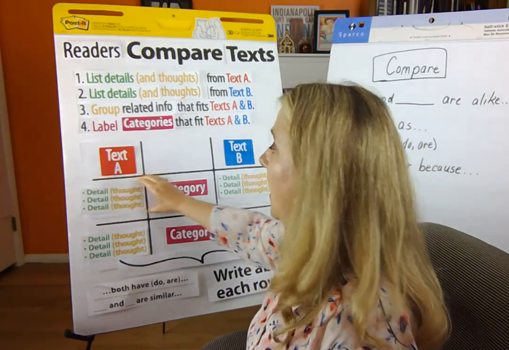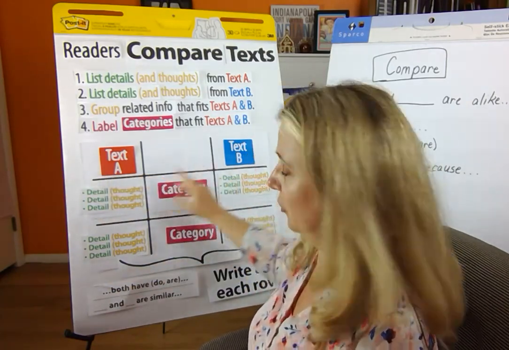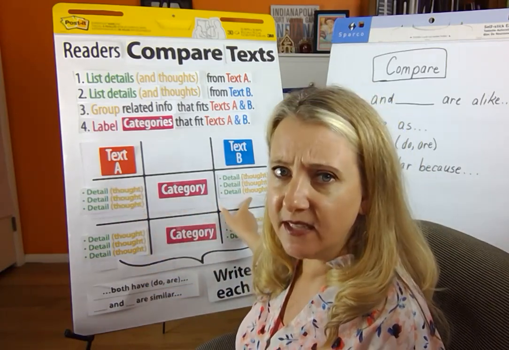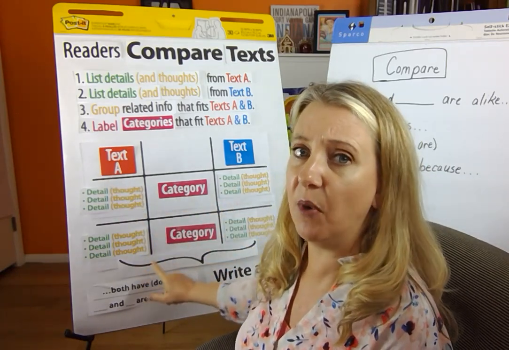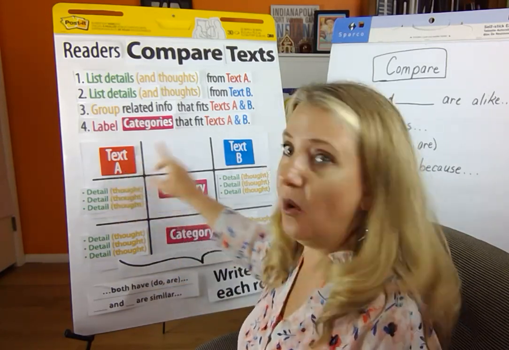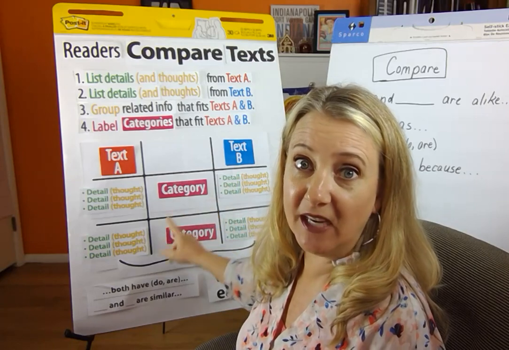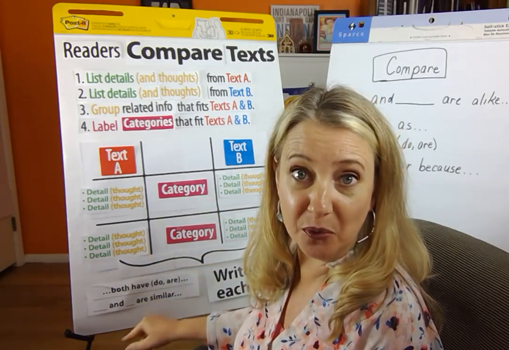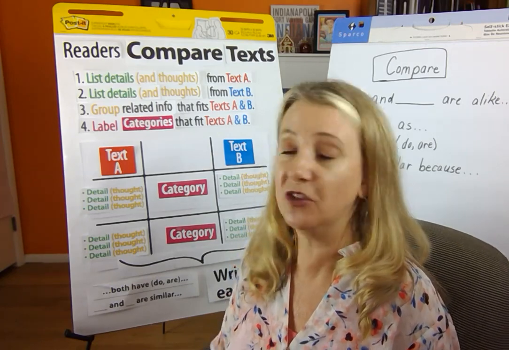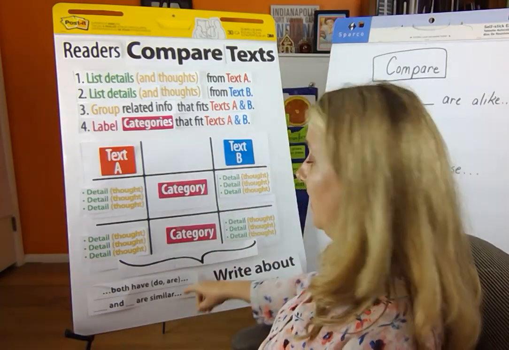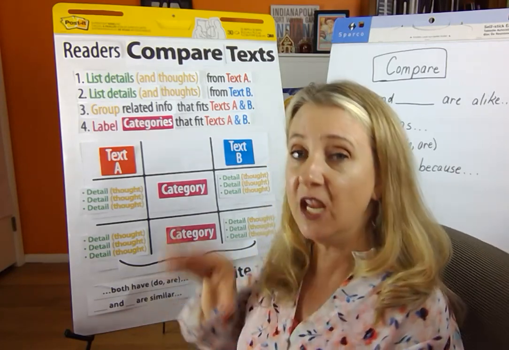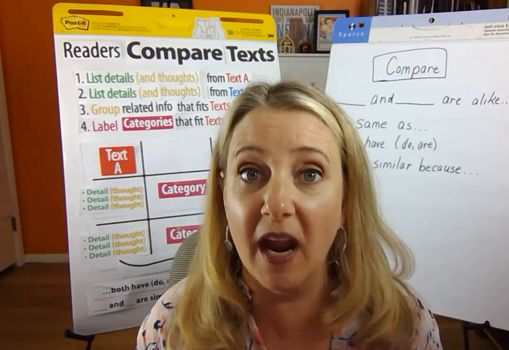You go across every row and you start to think, this item and this item are similar because they both have, or so-and-so and so-and-so are alike because they both do. Some of those words we'll use as we start to look across each row. And then, you know what readers do? They write that information down. If you can say it, you can write it.